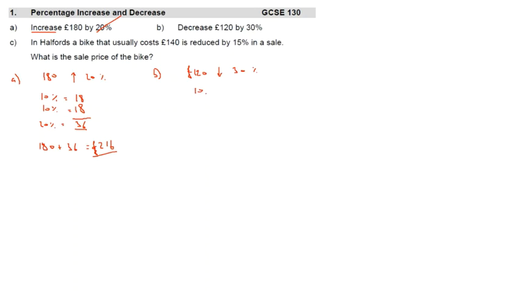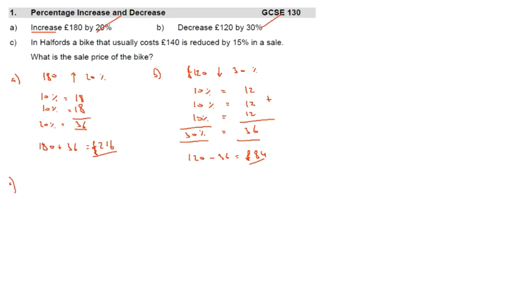Part B, 120 is going down by 30%. So let me find 30% first of all by doing 3 10%. So 10% is 12, 12, 12. Add them together and you get 30% equals 36. This time it's a decrease question, so you should do 120, take away 36, which is 84 pounds.